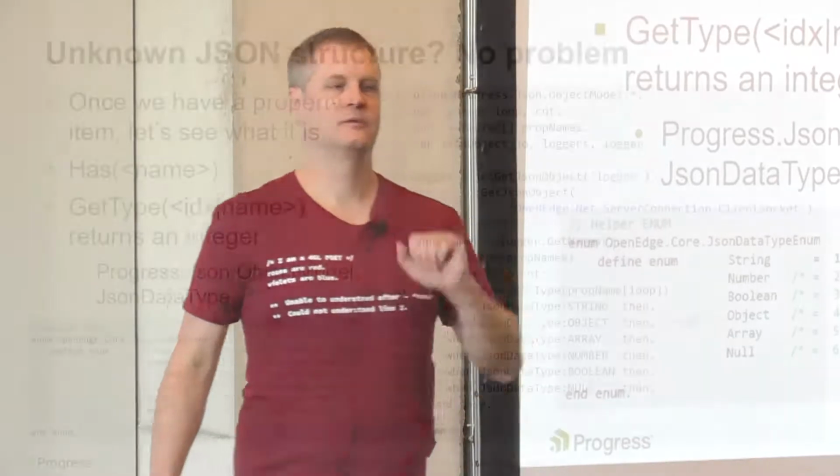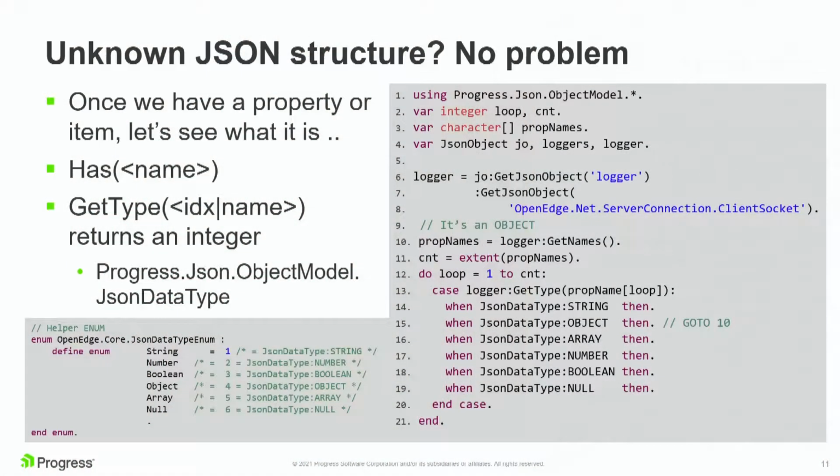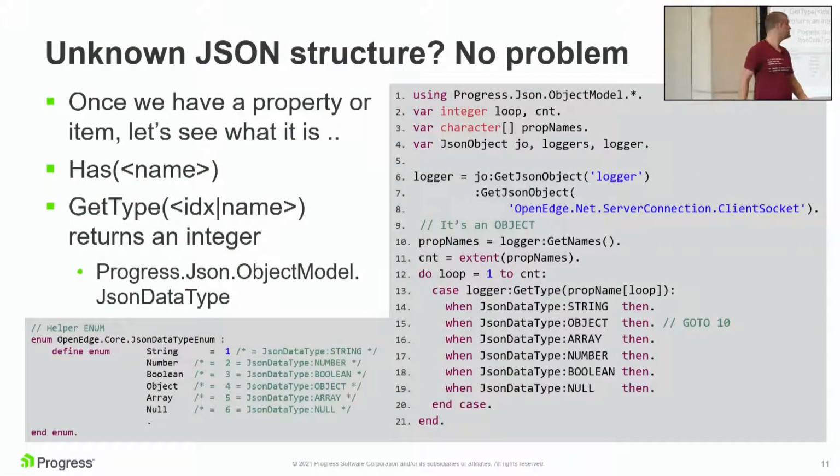All right. So once we have a property, right? We've looped through all of our properties. What is this thing? We can do a couple of things. Firstly, if we expect certain structures, we can say has: does a JSON object have a property called file name, or capital F file name, or uppercase file name, or lowercase file name, or all of that, right? We can do that. Once we have a property, we can say, what is its type? What is its JSON type? With the get type, again, by index or name value. So this works for arrays and for objects.